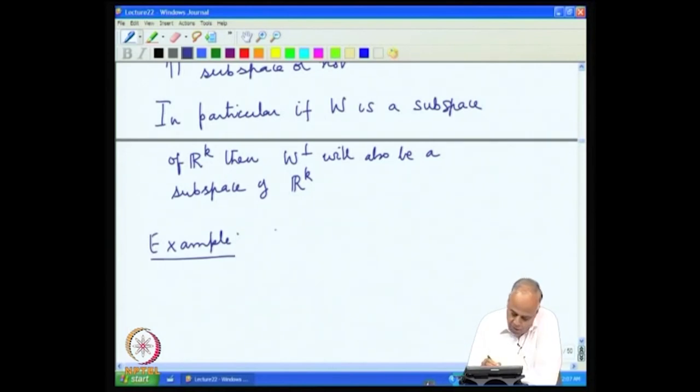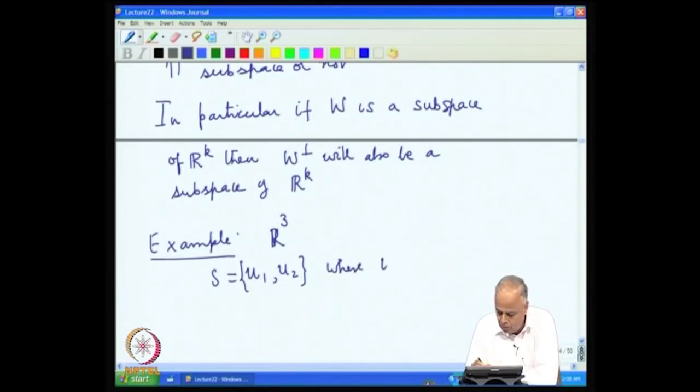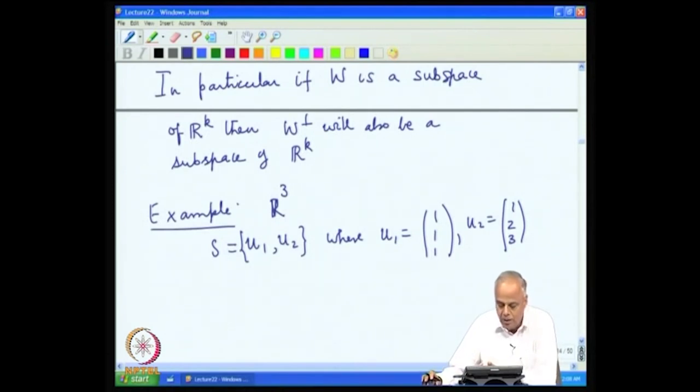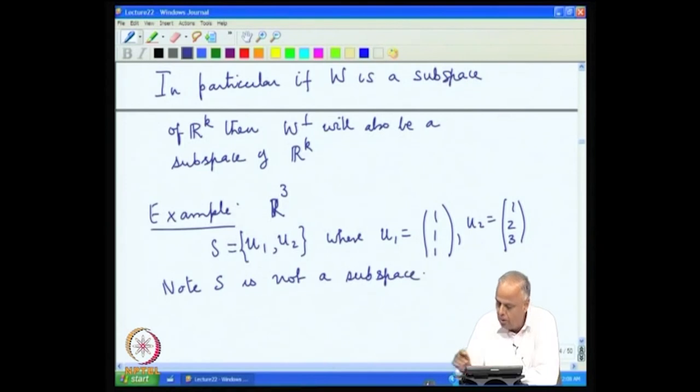Let us consider V to be R3. So, in other words, we look at the vector space R3 and let us take the set S consisting of two vectors, where u1 is 1, 1, 1 and u2 is equal to 1, 2, 3. Notice that S is not a subspace, because the vector 1, 1, 1 is there, but multiples of this vector are not there. So, yet note S is not a subspace. Now, let us find S perp.